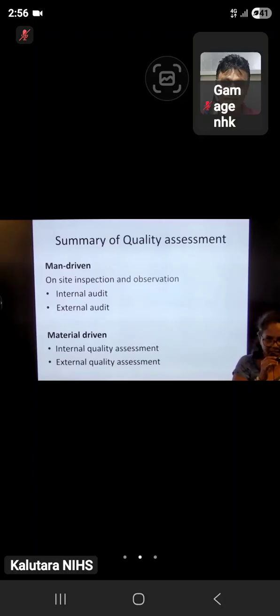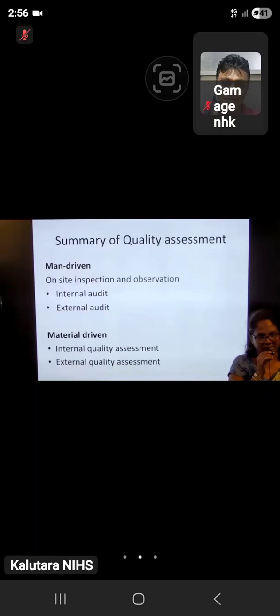They give a material. As an example, external quality assessment done by the MRI. This is material driven. So material driven may be internal or external. External is the external quality assessment. Internally also that can be done. As I mentioned earlier, the sample is split into two. One is processed as a normal patient sample and the other half is processed as a quality sample.